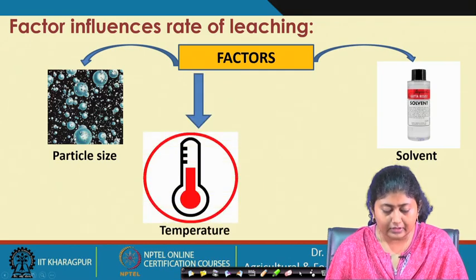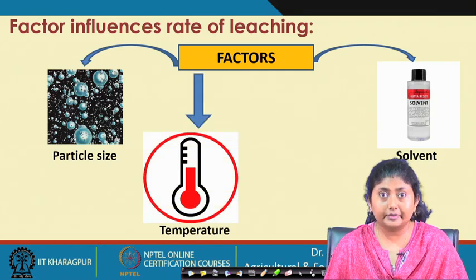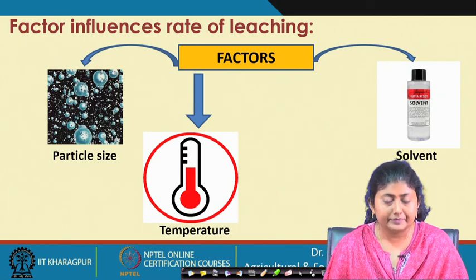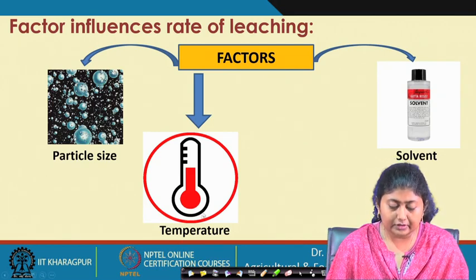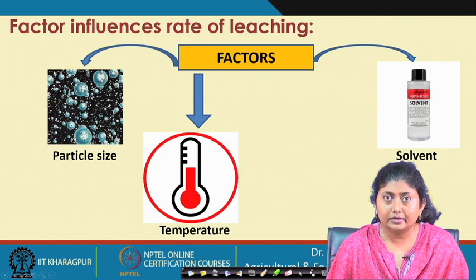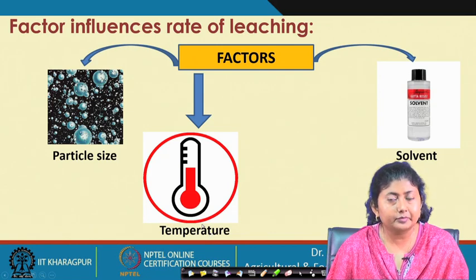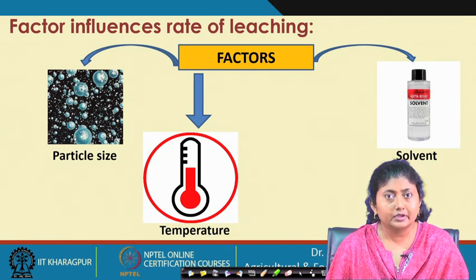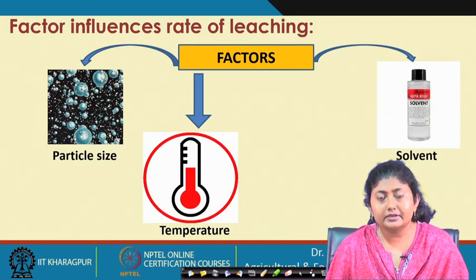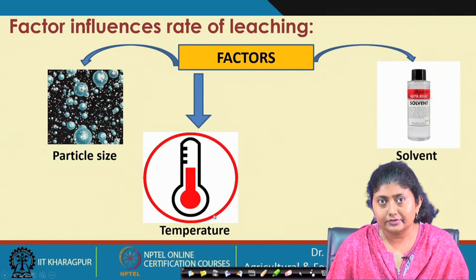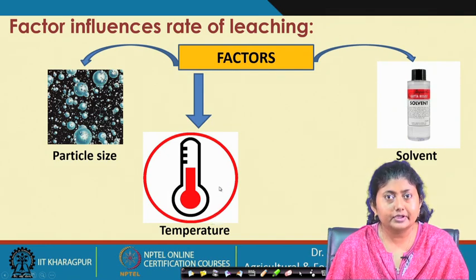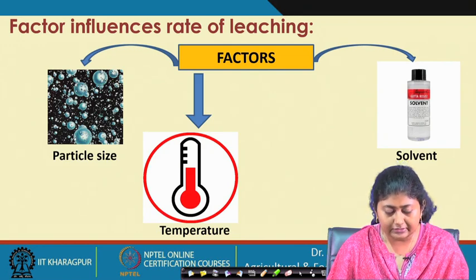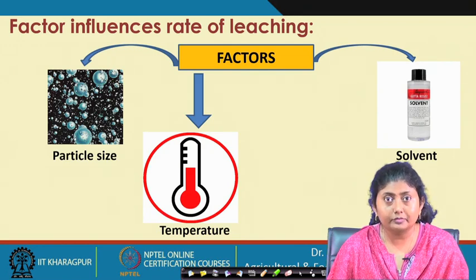Now, temperature: how does temperature help in extraction? If we increase the temperature in an extraction process, the temperature of the solvent is increased and its mobility increases and its viscosity decreases. We know that for a liquid, when you increase the temperature, its viscosity decreases, it will have more mobility, and it will have a higher extraction rate.